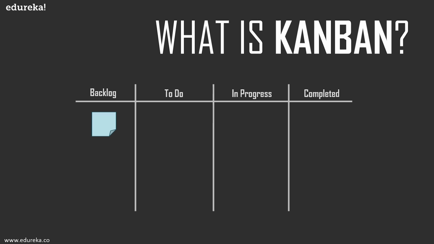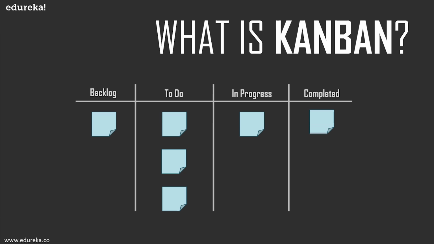You have your backlogs, which are similar to the backlogs that you have in Scrum. Then you have your to-do column, where you have your pending tasks. Then you have your work in progress column, and finally the work that you've completed, keeping visualization and transparency as the main focus of your project development phase.